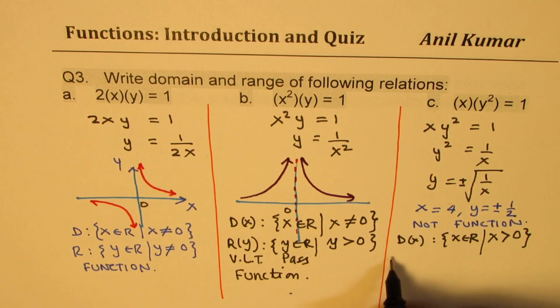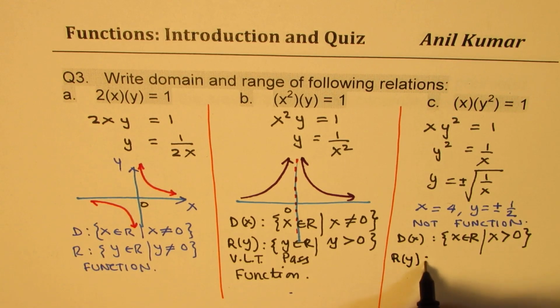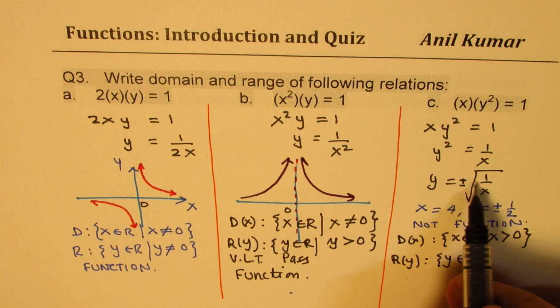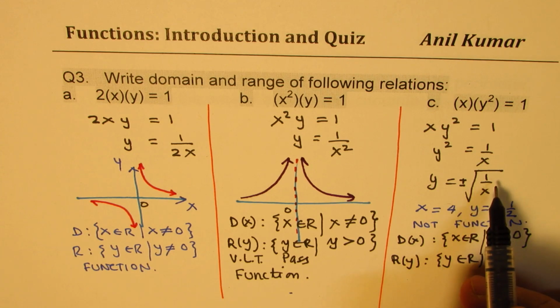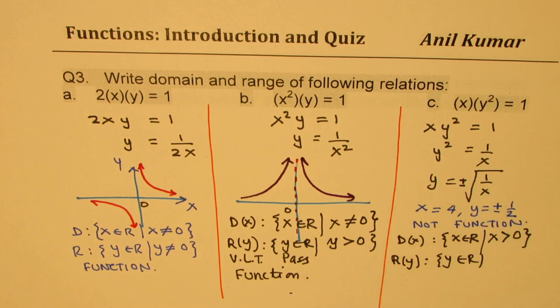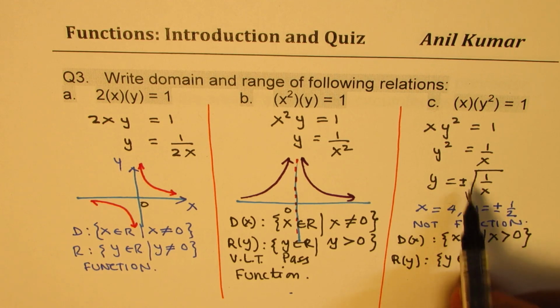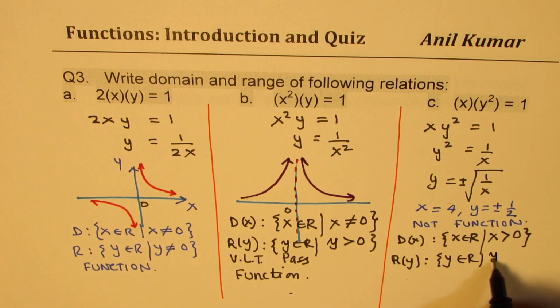Correct? So that becomes the domain, and the range for this particular function will be y belongs to real number, and it is all values, right? All values. But can it be 0? No, it cannot be 0. For being 0, x has to be very large. It can only approach 0. Correct? So here, y is not equal to 0.